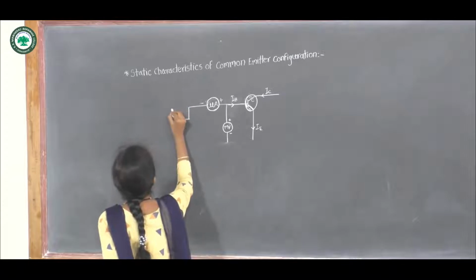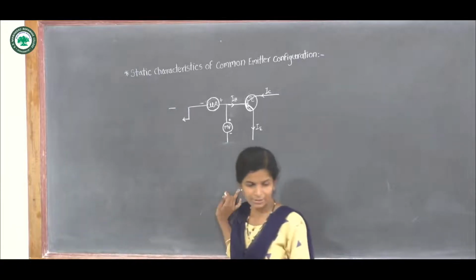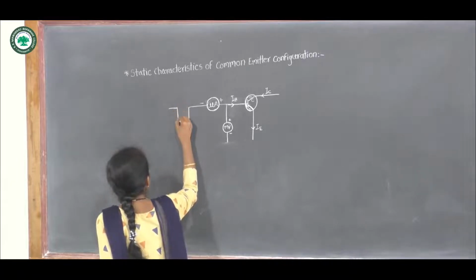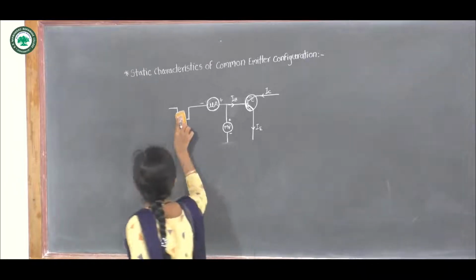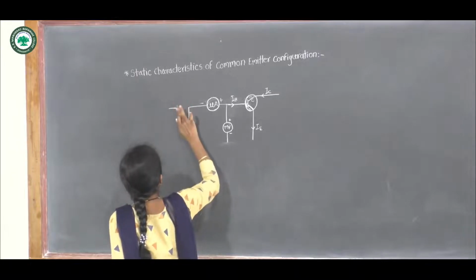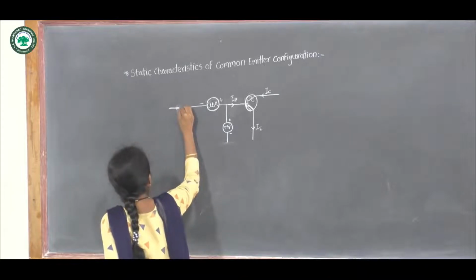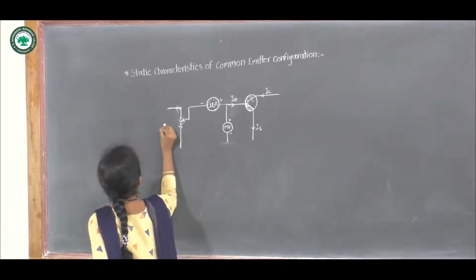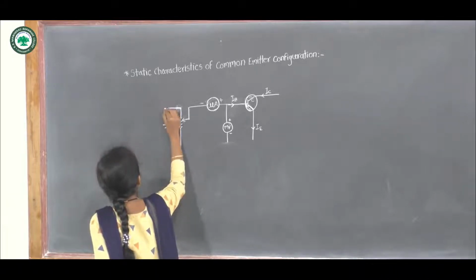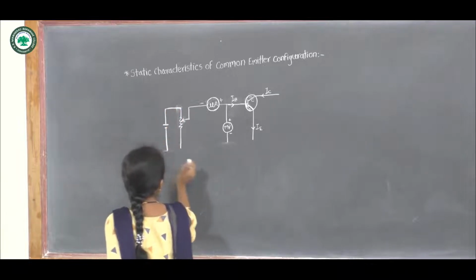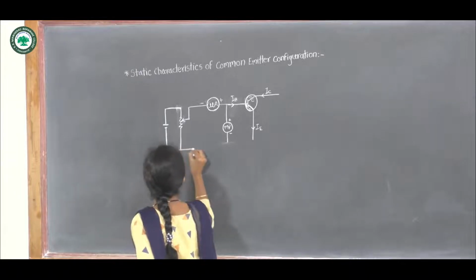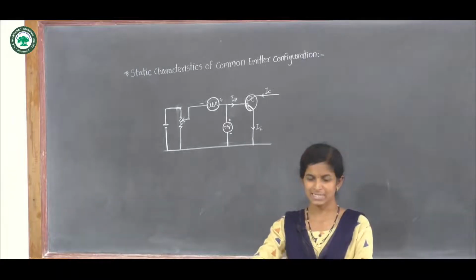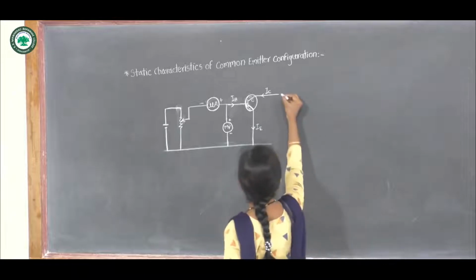And as this base and emitter terminal is considered to be forward biased, this base terminal is connected to the positive terminal of the battery through a load, and the negative terminal is connected to the emitter terminal. In order to observe how much current is flowing through the collector terminal, a milliammeter is used here.